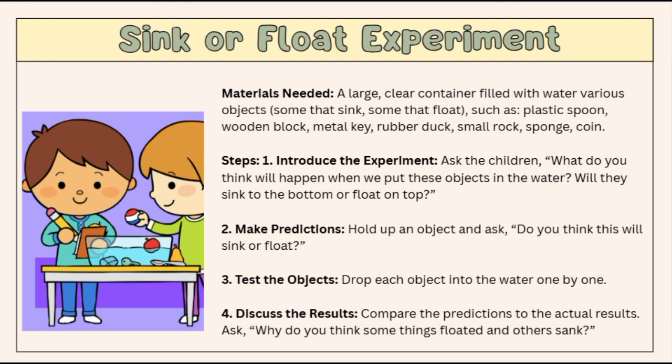Materials needed: a large clear container filled with water, various objects, some that sink and some that float, such as a plastic spoon, wooden block, metal key, rubber duck, and small rock or sponge or coin. Step 1. Introduce the experiment. Ask the children, what do you think will happen when we put these objects in the water? Will they sink to the bottom or float on top?